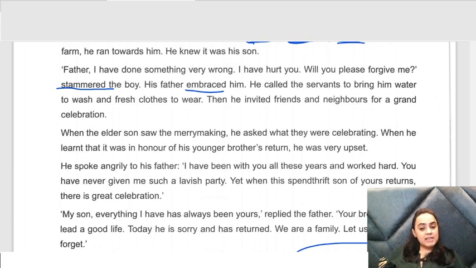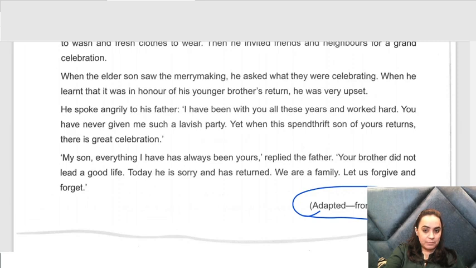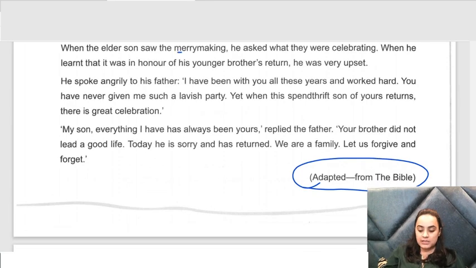When the elder son saw the merrymaking, the party, the feast that the father was giving, he asked what they were celebrating.